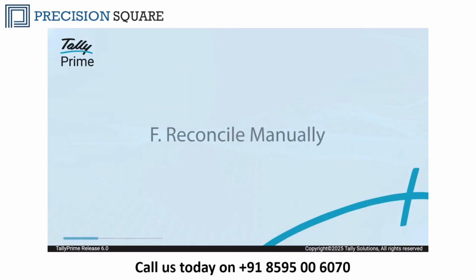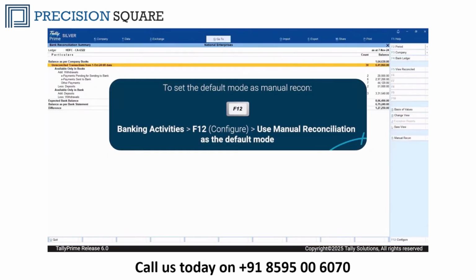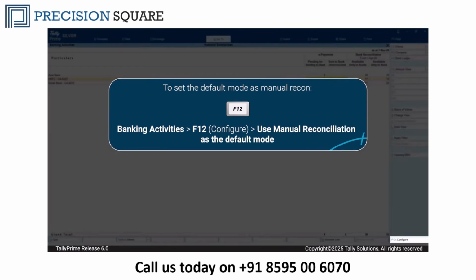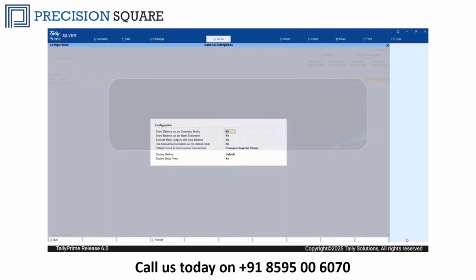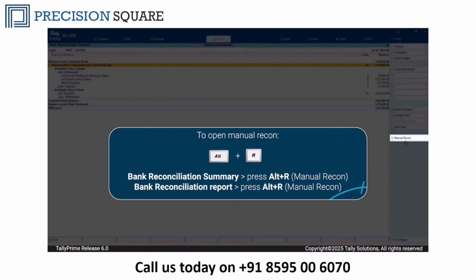You can reconcile your transactions manually. If you want to set the default mode for reconciliation to manual, configure it using F12 in the Banking Activities screen. Alternatively, press Alt-R from the Bank Reconciliation Summary or Bank Reconciliation screen to manually reconcile the transactions.